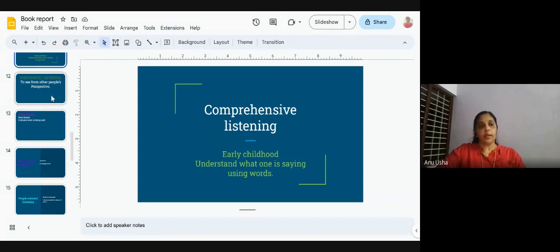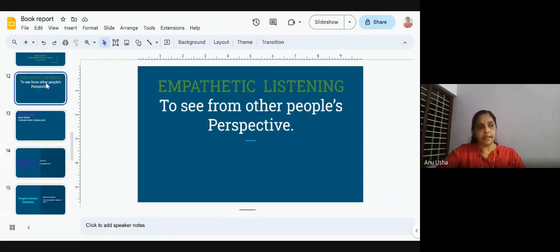And the next one is empathetic listening, otherwise known as therapeutic listening. It helps you to see from other people's perspective. That is, you're trying to understand someone else's point of view as they are speaking. You're imagining yourself in someone else's shoes. So you're relating yourself with a person's experiences, and you're feeling empathetic and sympathetic towards them. That may happen in our relationships as well as in our friendships, etc. This empathetic listening is actually born with us.